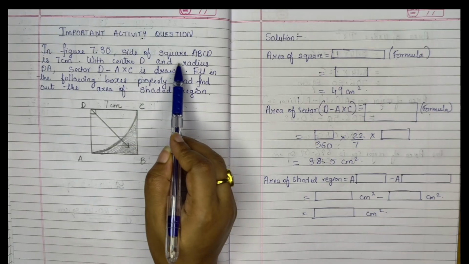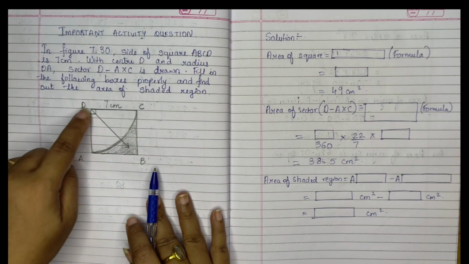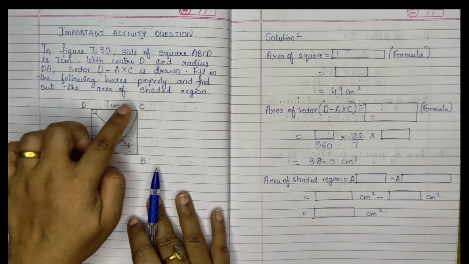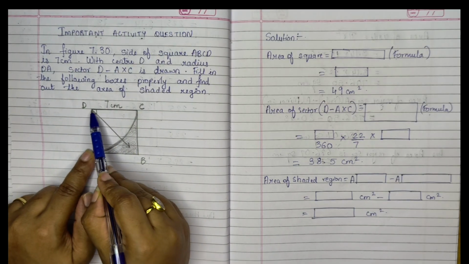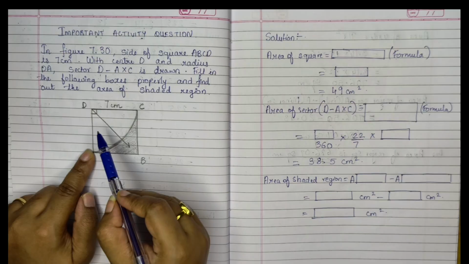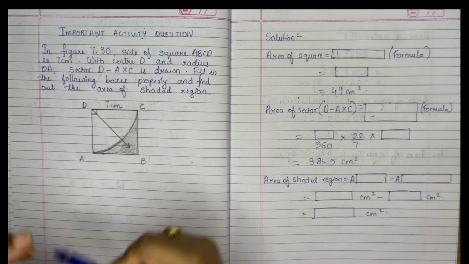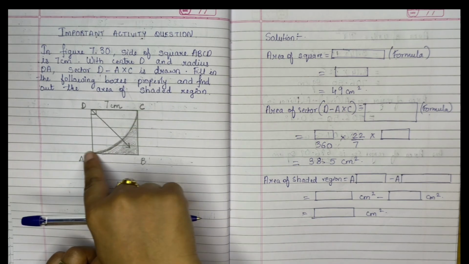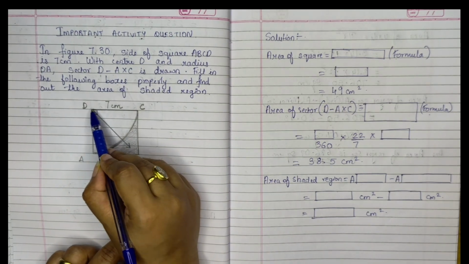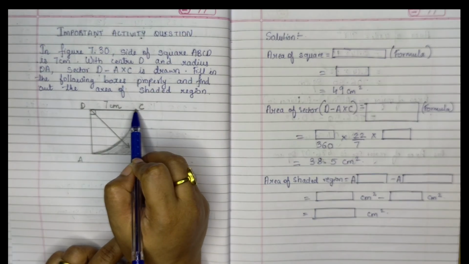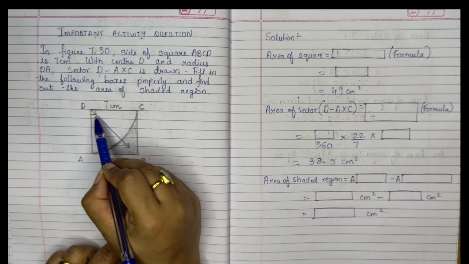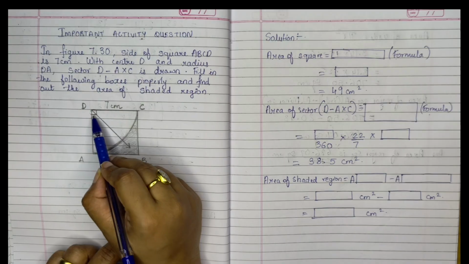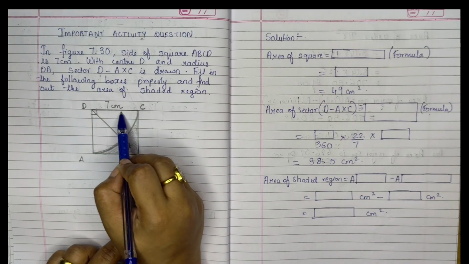Now with center D and radius DA, suppose this part becomes a sector over here. If this is the sector, this will be your center for the circle, and this will be your radius. Understood? So this is your radius, 7 centimeters, and theta, since it is a square, all the angles will be 90 degrees. So this is 90 degrees and radius is given 7 centimeters.